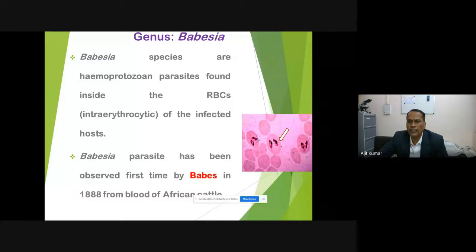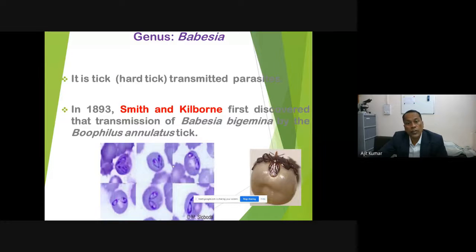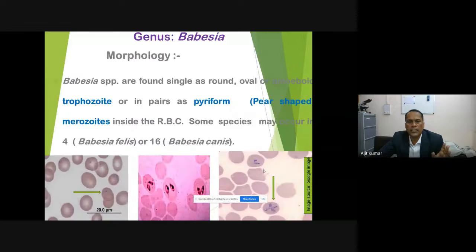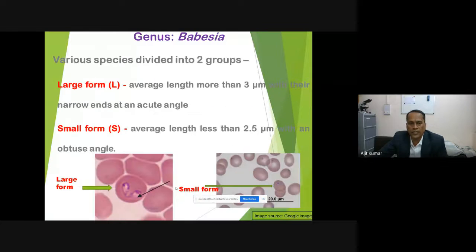Babesia is found inside the RBC. It was first discovered by Babes. It is also a tick-borne parasite, transmitted by the tick, which acts as a vector. There are different types of Babesia species found in different animal species. It is found in single form inside one RBC, in pairs inside one RBC, in fours inside one RBC, or even 16 inside one RBC, but it mainly occurs in pairs inside the RBC of the infected blood of the infected host.